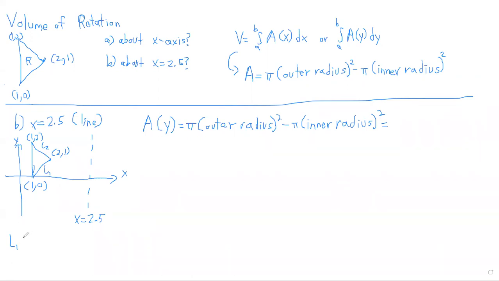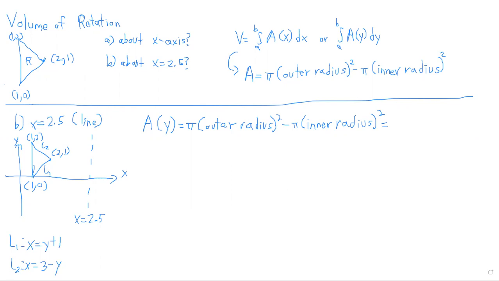L1, and that was x equals y plus 1. And L2 was expressed as x equals 3 minus y. And we're going to be doing it from 0 to 2. But the problem here is that the inner radius is not a fixed function. There's a line from y equals 0 to y equals 1, and a different line from y equals 1 to y equals 2.